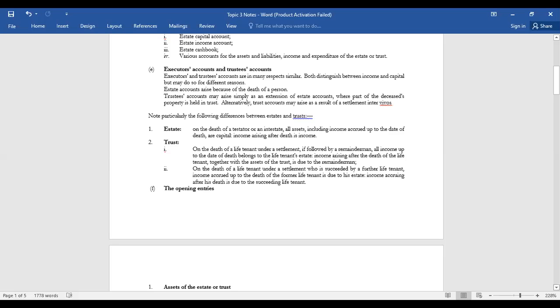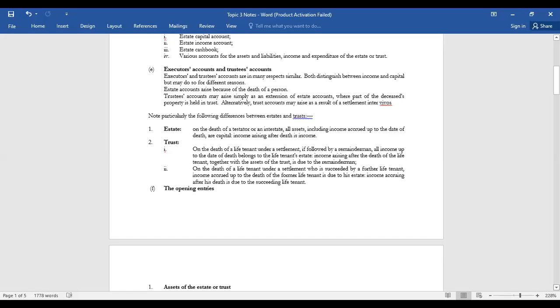So it is income that will arise after the death of the life tenant, together with the assets of the trust, that will be due to the remainder man. So in the first case, we say that all the assets, including the income until the date of death, will be capitalized, or they'll be in the capital account. Any income that will come now after the death is what will go to the income column.